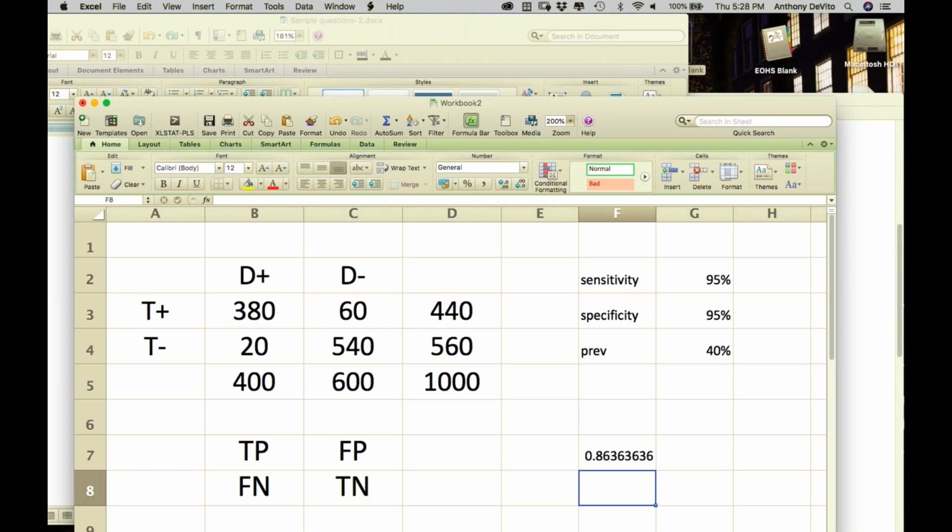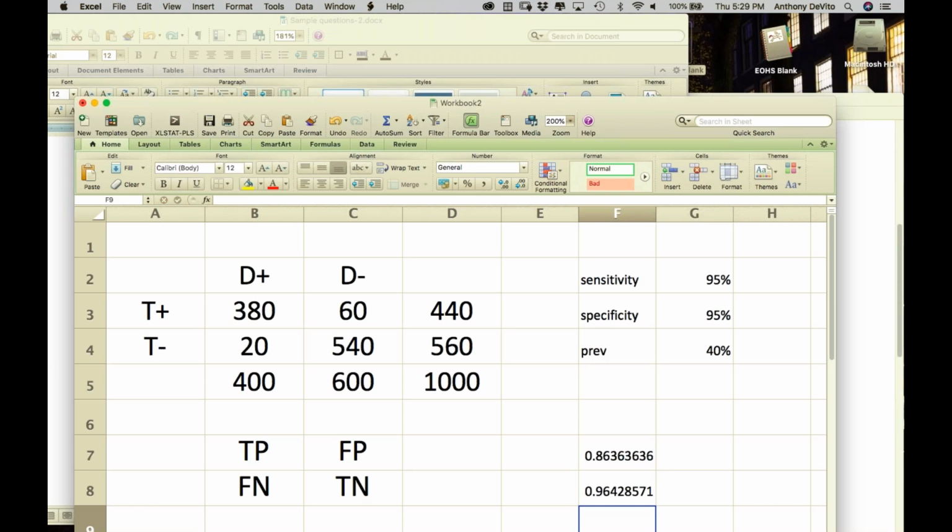Okay, let's say you test negative. What's the probability? How many people tested negative? 560, right? What's the probability you don't have the disease if you test negative? Well, the number of people out of those 560 that don't have the disease is 540 over the total number of people who test negative, which is 96%. If you test negative, 96% chance you don't have the disease. If you test positive, 86% you have it. So 14% chance you don't have it.